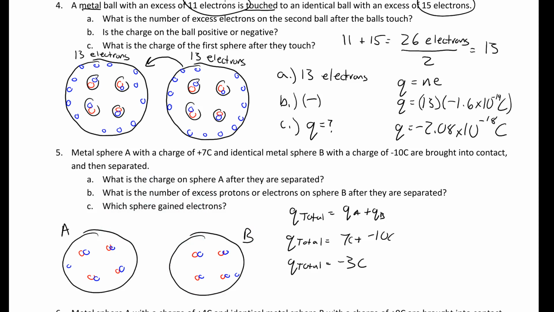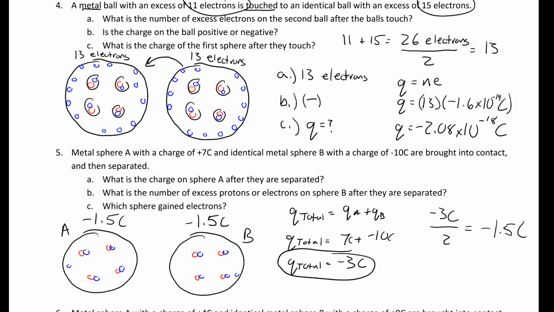So you have to do negative 3 coulombs divided by the two spheres, which is negative 1.5 coulombs on each sphere. You want an equal amount of charge on each sphere, but when you add the two charges together, you still get the same total charge, because charge has to be conserved. The total amount of charge has to remain the same. That's the idea for this. That's all you have to do.